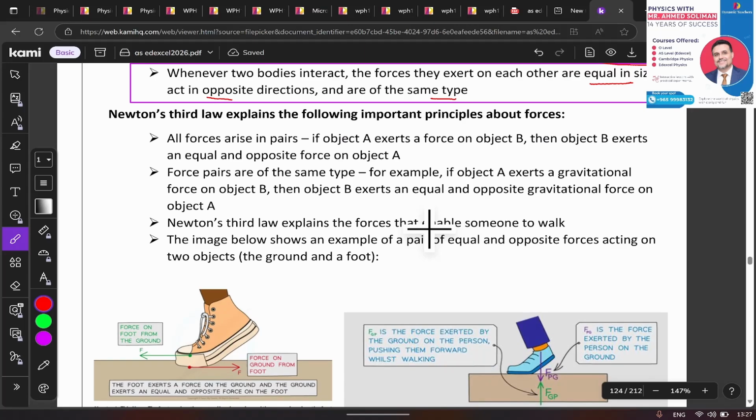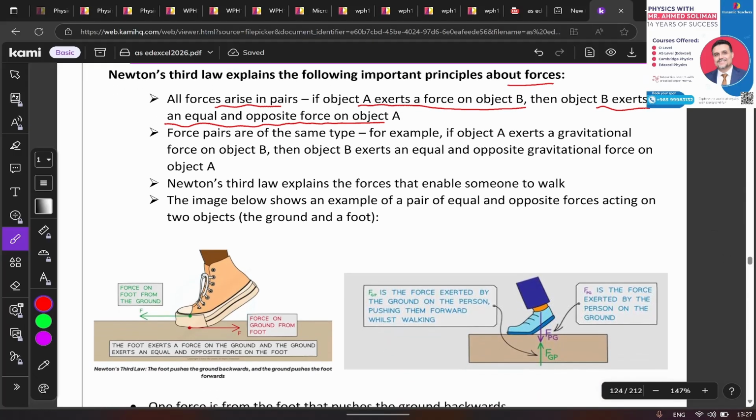Newton's third law explains the following important principle about forces. All forces arise in pairs, so there is no single force, because if we have an action force, we have a reaction force. If object A exerts a force on object B, then object B also exerts an equal and opposite force on object A. This is what's meant by Newton's third law.